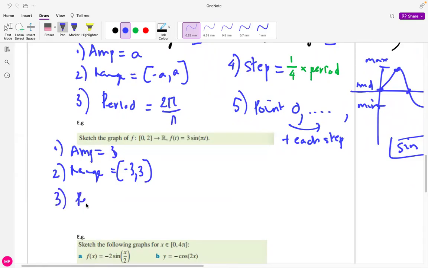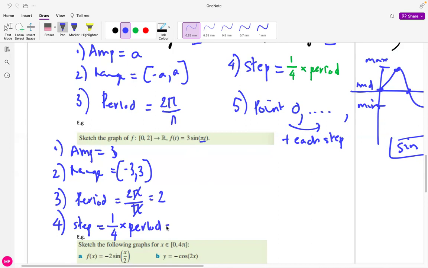Period. The formula for the period is 2 pi over n, where n is the number in front of t, which is pi. 2 pi over pi is 2. Now a step is a quarter of the period. So we do 1/4 times the period, which is 1/4 times 2, which is 1/2.